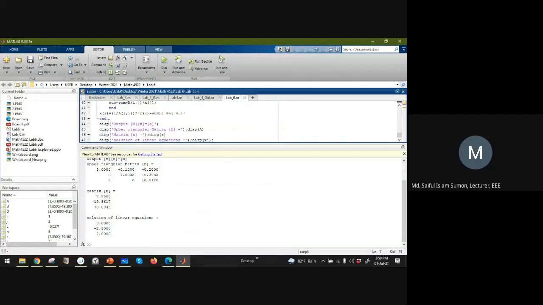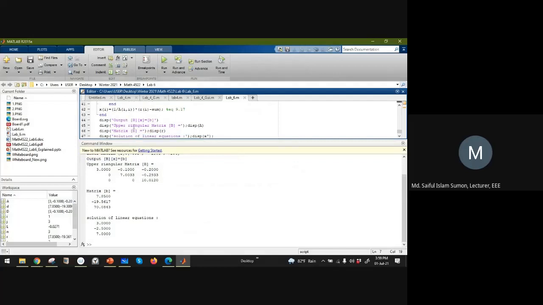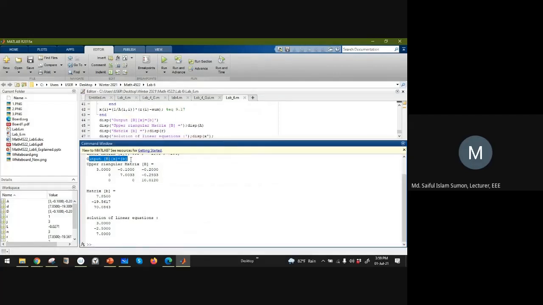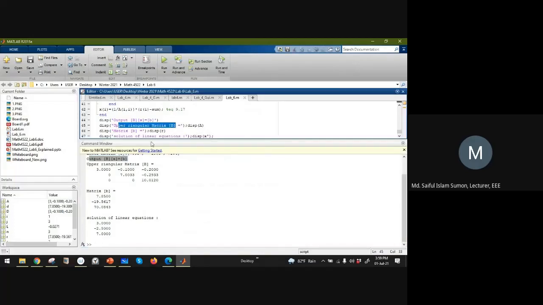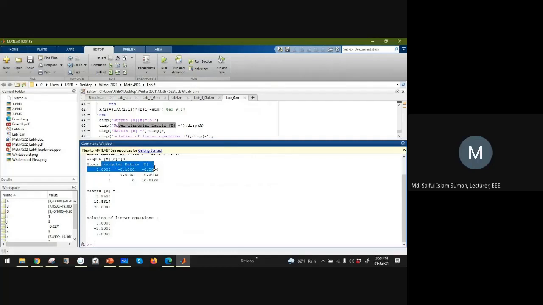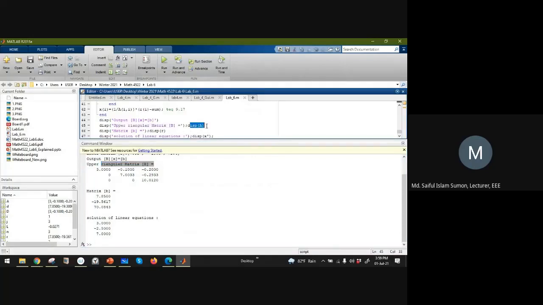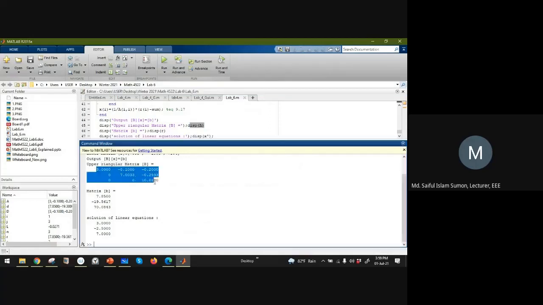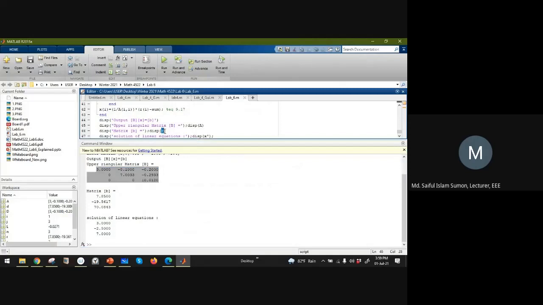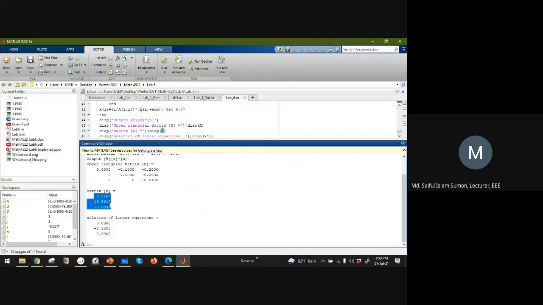At first it is supposed to show something like this: display Bx is equal to b. You can see the output is showing Bx is equal to b. After this, the text for the upper triangular matrix is shown, then the upper triangular matrix A is shown. After this matrix, the updated right hand side has been displayed here. Then display the solution.